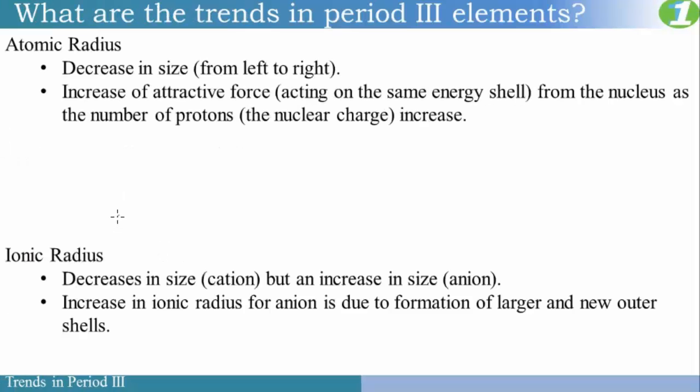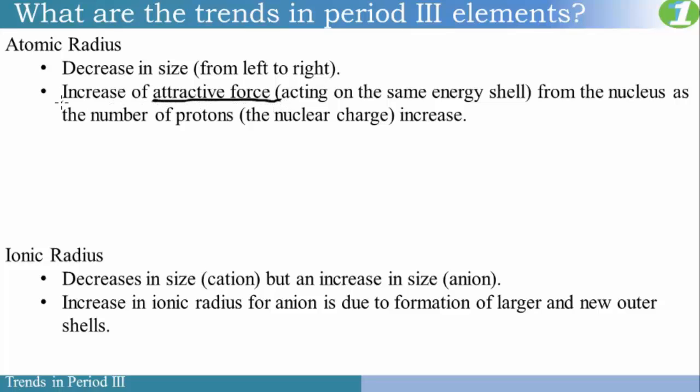Before we look at trends in period 3 elements, it is very important to remember that atomic number increases as you go across the period. Now, that will affect atomic radius, ionic radius, and the other trends that we will look at. Going across the period, we will decrease in size. What is the reason for that? There is an increase in the attractive force acting on the same shell.